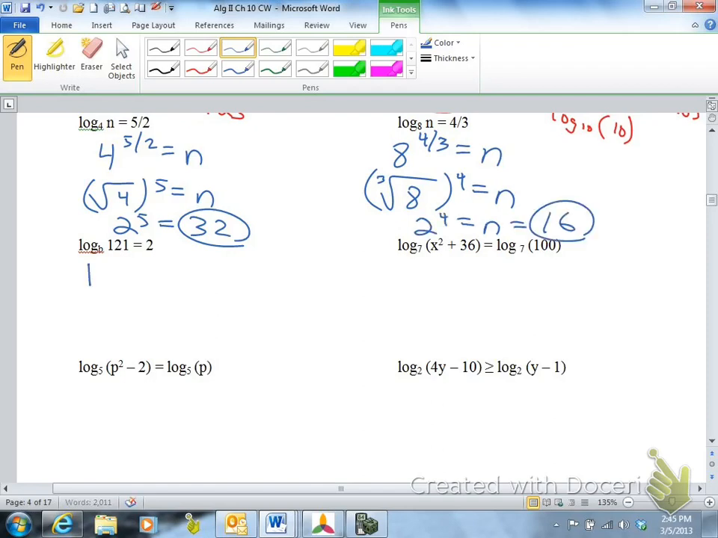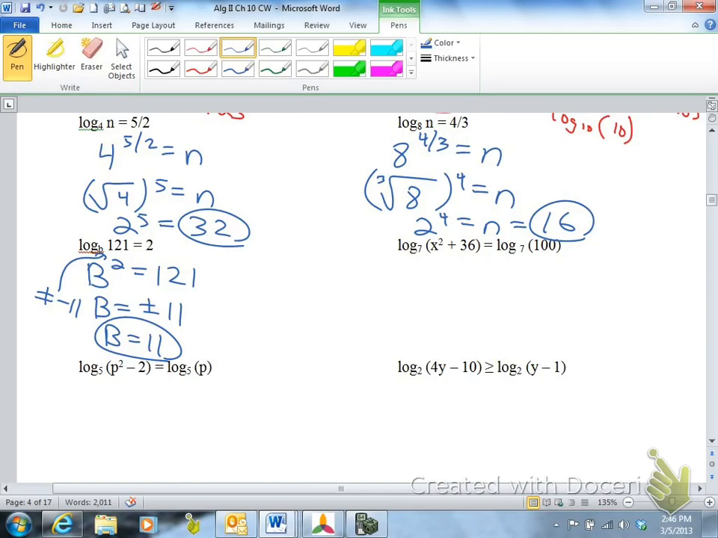On this one, you'd have b squared equals 121, and what squared is 121? That would be 11. And it's plus or minus 11, but the base cannot equal negative 11, so you only have a positive 11 for that. So square root gives plus or minus, but a base has to be positive based on how a logarithm is defined.